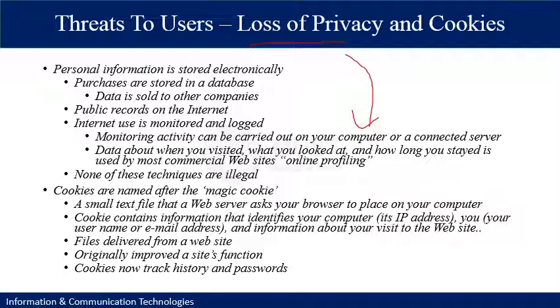Cookies are named after the magic cookie, which is a small text file that a web server asks your browser to place onto your computer. So cookies contain information that identifies your computer, that is your IP address, your username and email address, and information about your visit to the website. These files are delivered from the website and were originally designed to improve the website's function. And cookies now can track history and passwords.